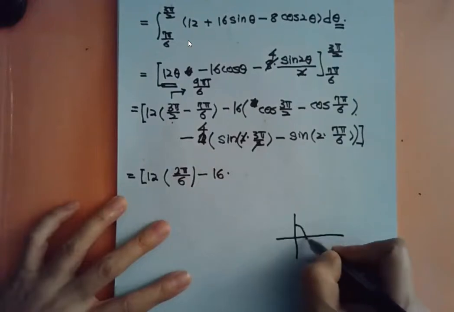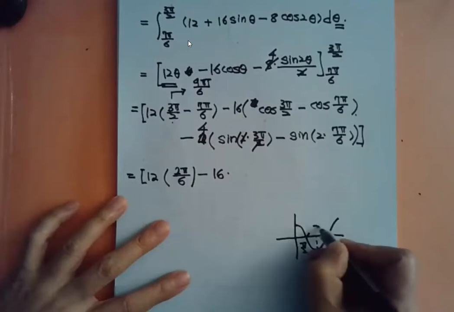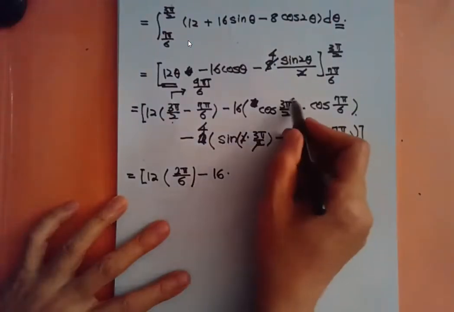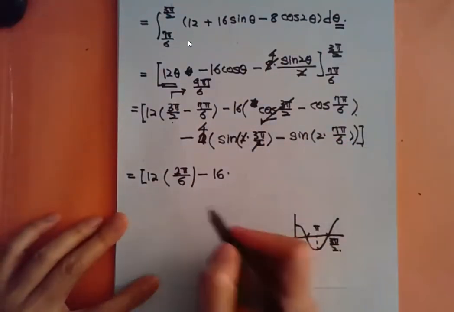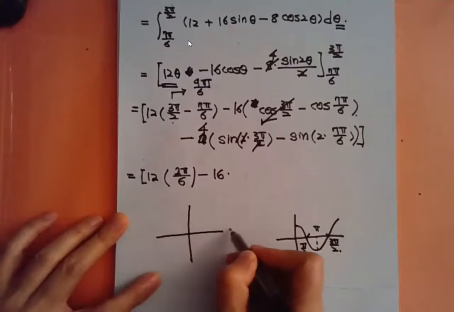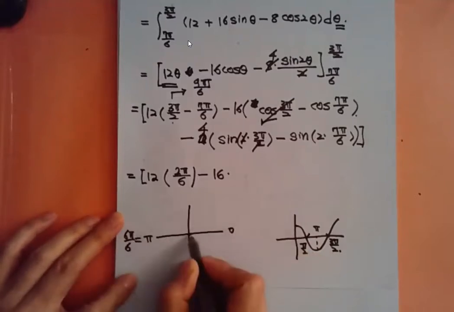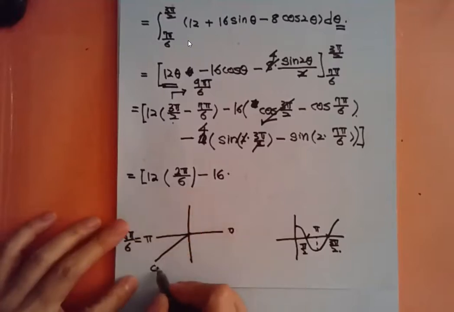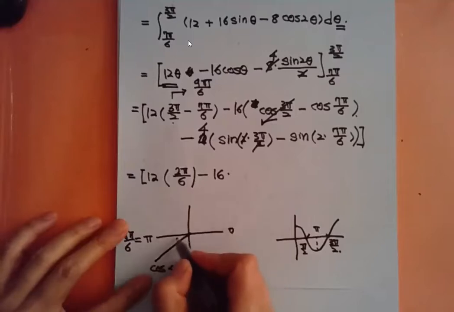This is the cosine graph. This is pi over 2. This is pi. This is 3 pi over 2. So this is 0. And we have to evaluate 7 pi over 6. This is 0. This is pi. This is 6 pi over 6. 7 pi over 6 is here. And this is on the left side. So cosine is negative because x values are negative. And this is pi over 6.